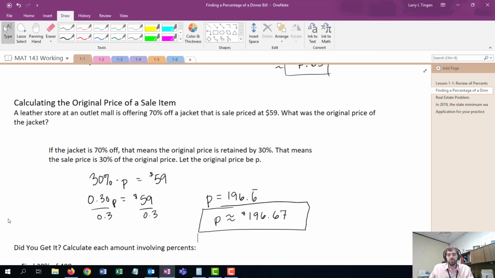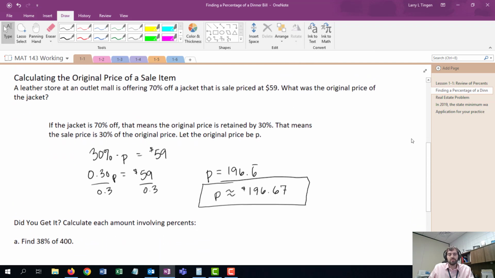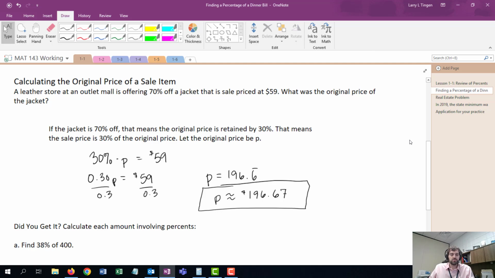Always be aware of these problems. Make sure you know what you're being asked to do. Like I said, all the problems up to this point you have been asked, here's the original price, find the sale price. Now you got the sale price, find the original. Make sure when you do this problem that you get an answer that makes sense, right? If the sale price is $59 and you somehow end up with something less than $59 for the original, you know you did something wrong.